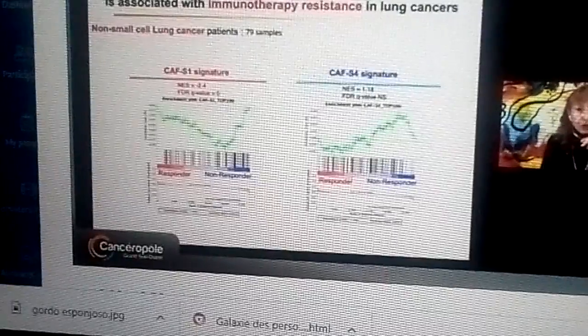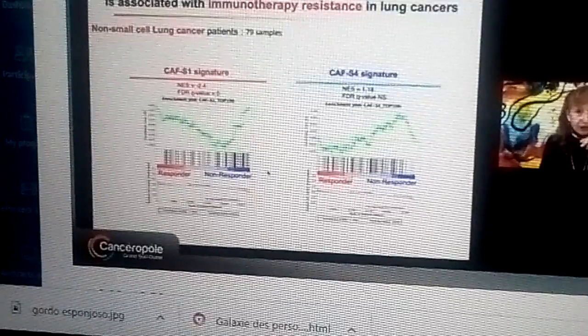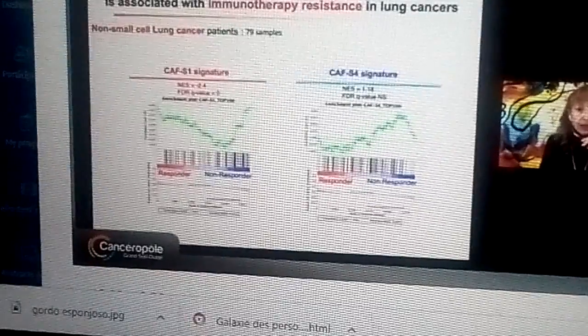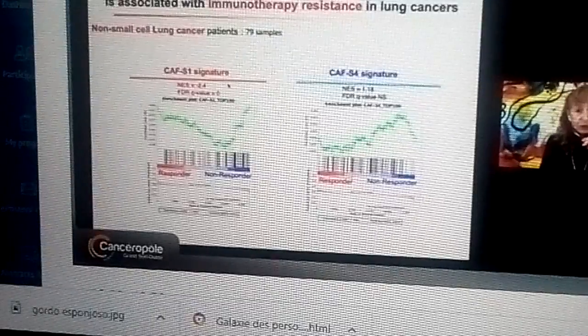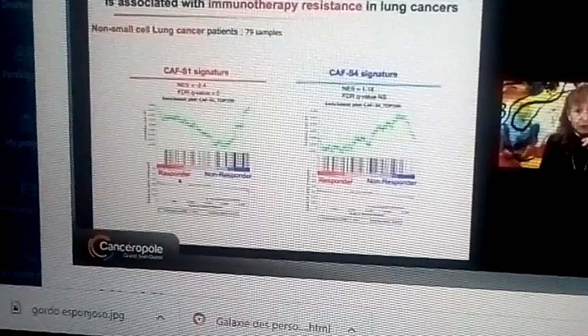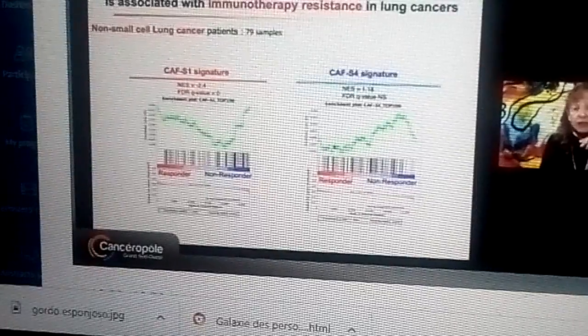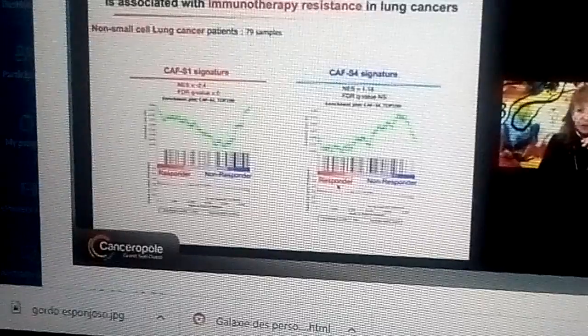And we also analyzed the impact of the CAF-S1 and CAF-S4 signatures in this non-small cell lung cancer. And what we found is that, again, the CAF-S1 signature is higher in the non-responders compared to the responders, while the CAF-S4 could even be the reverse, perhaps higher in the responders.